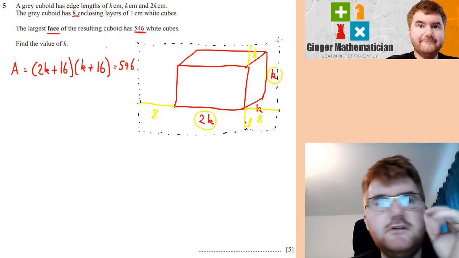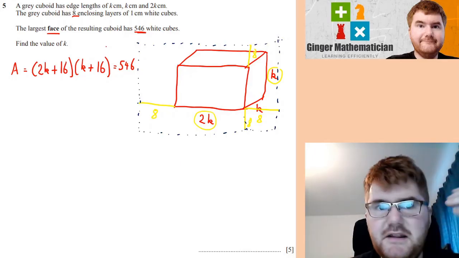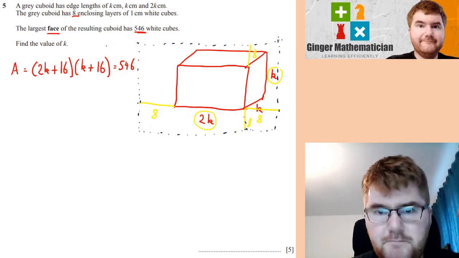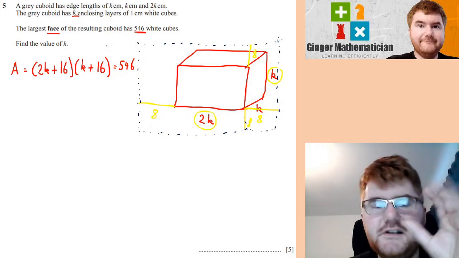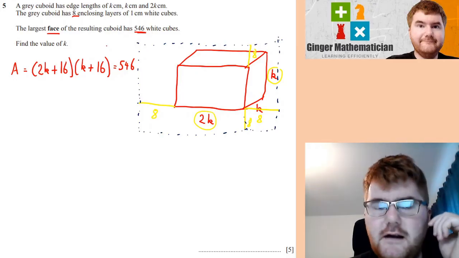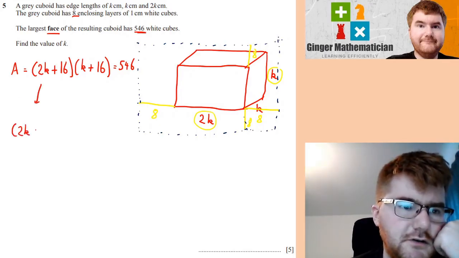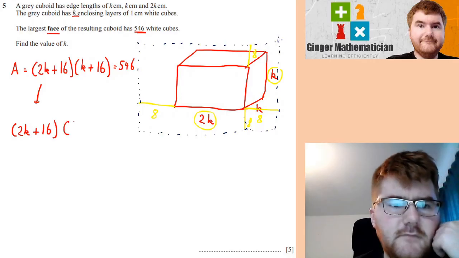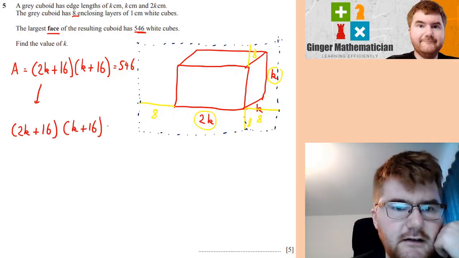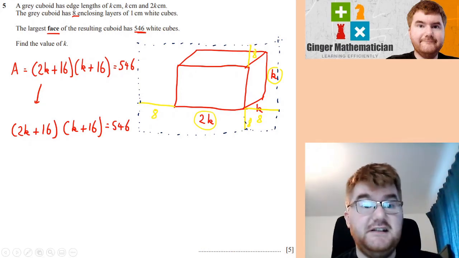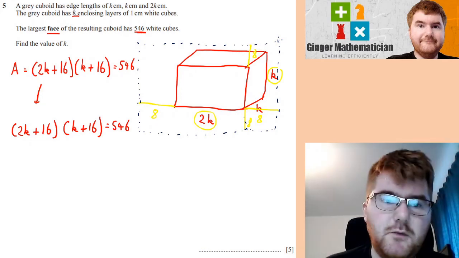Now, you could use lots of different methods here. So you could expand the brackets, collect up, use the quadratic formula. That certainly works as well. But one of the things I like to do on this course is show you the power of the graphical calculator. And in fact, we can solve this equation, (2k plus 16)(k plus 16) equals 546, quite easily using the GDC. So let's go over there and actually work this out.